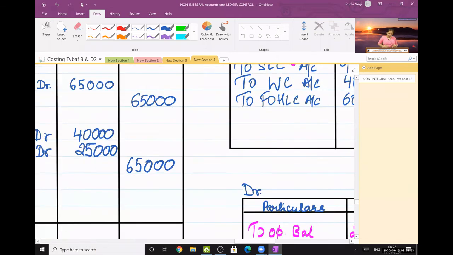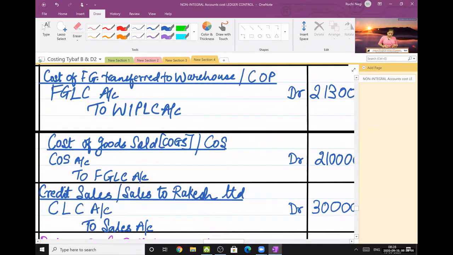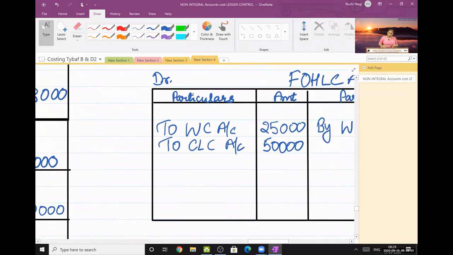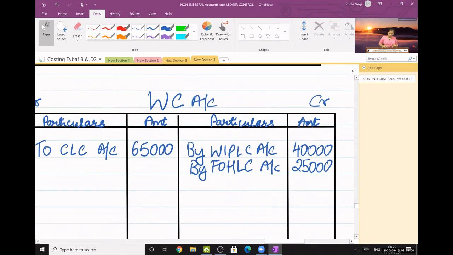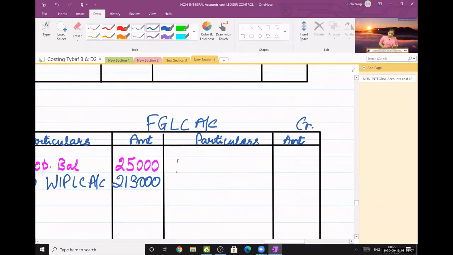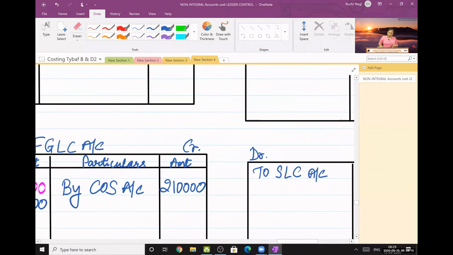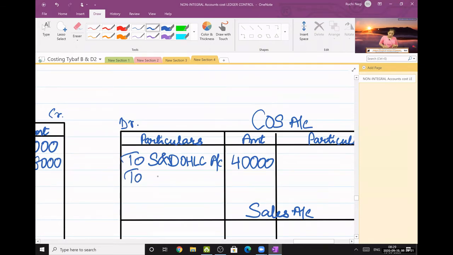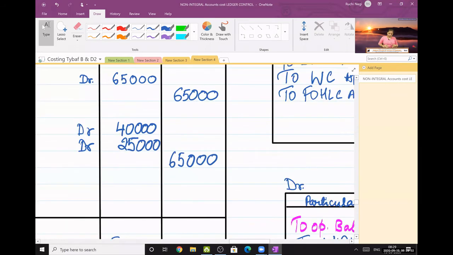Next is also done. Then COS का entry COS to FG 2,10,000. COS to FG. Write it here. 2,10,000 in FG on the credit side and COS on the debit side. So finished goods ledger control 2,10,000. Next. So this is also done.